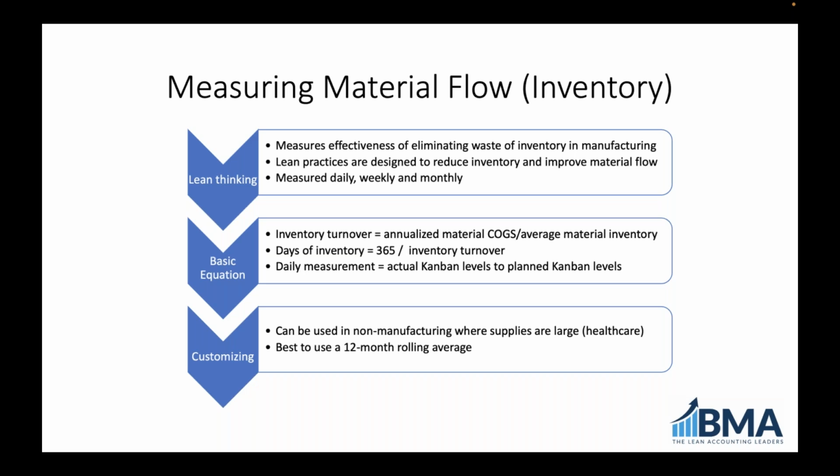On a daily measurement, you're not necessarily counting inventory, but if you have a pull system in place, you want the teams to understand the actual work in process inventory in a process or a cell compared to what the plan was. The planned level is to keep flow moving. If there's more or less, that's an indication that there's a flow issue.